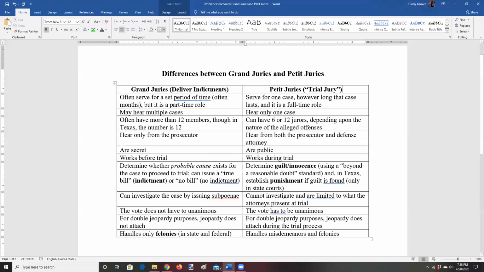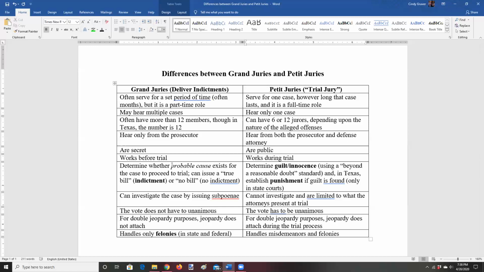The biggest difference, though, so far I've talked about some significant differences, but the biggest difference is the grand jury's burden of proof is dramatically lower than the petit jury's would be. So a grand jury is focused on probable cause. Is it more likely than not that the criminal defendant committed this crime?